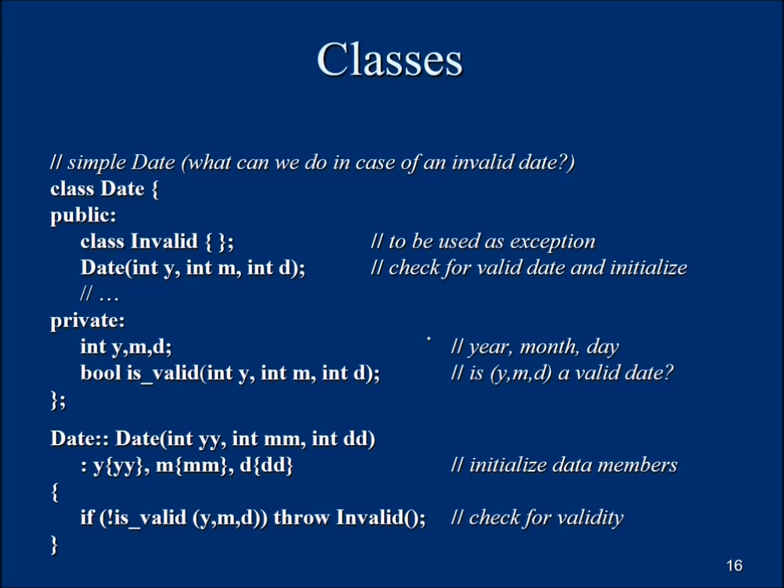And what can we do in case of an invalid date? We have already seen how to do it: we can use an exception. We can make a class called Invalid, and we can use it as an exception. Other things you already know. These are the new things: class Invalid, and bool is_valid for y, m, d. This is a function which is actually a constructor, so it initializes the members, and inside this you can check if it is valid. If not, throw Invalid. It will throw this class. So you can have a class inside a class, and you can use these bool functions to verify the values.